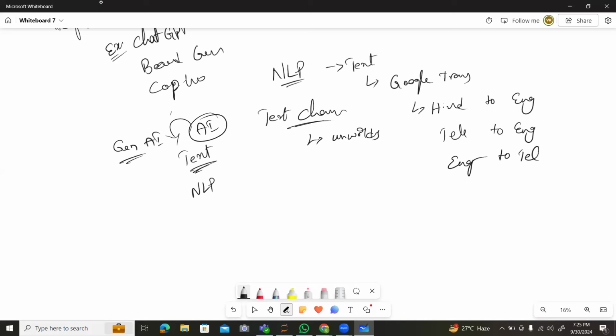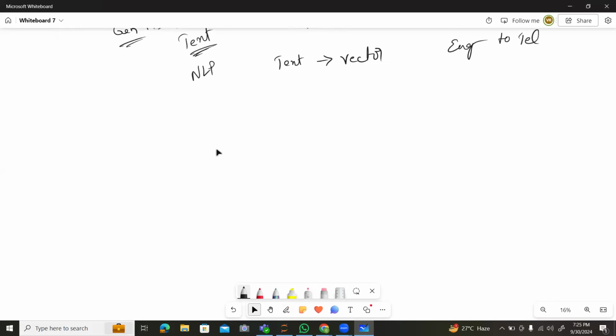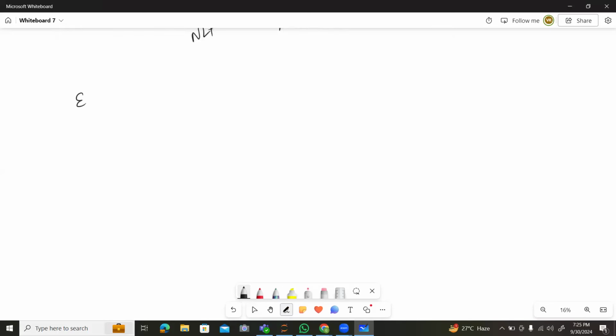So these are the main text cleaning stages. At the end of the day, we need to convert this text into vectors. How can we convert into vectors? Simply, I have an example of text: I am learning AI. This is the sentence I have.